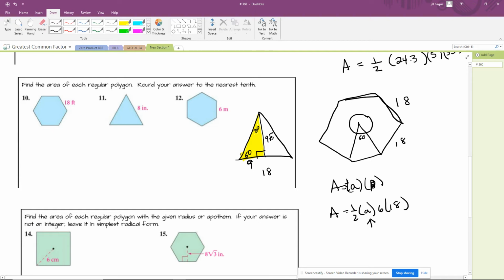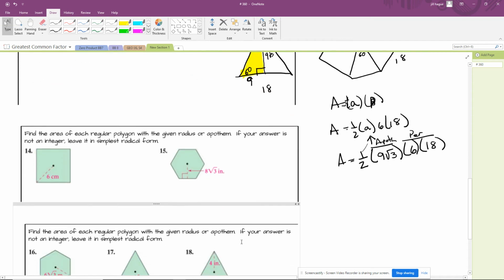Okay, so we know the base here is 9. We know the apothem is 9 radical 3. So I can plug that in here, and I can say my area is equal to 1/2 my apothem, which is 9 radical 3, times the 6 sides of 18. So here's my perimeter. Here's my apothem. And do that math out, round to the nearest tenth. Okay, and that should help you do those problems. All right, moving down.